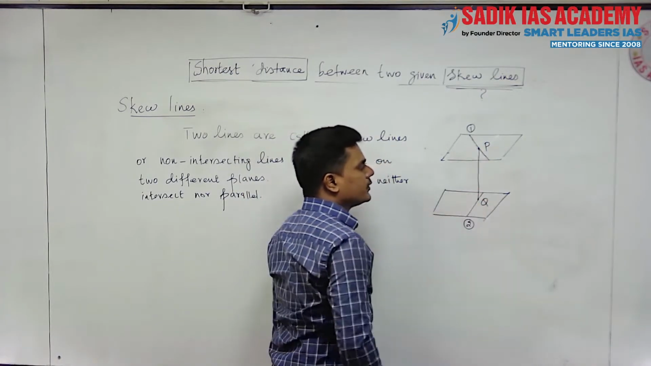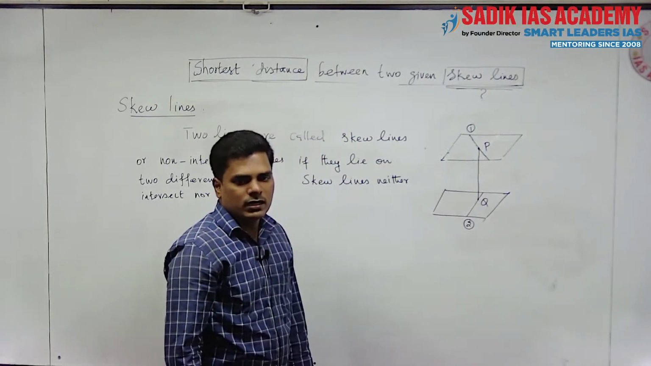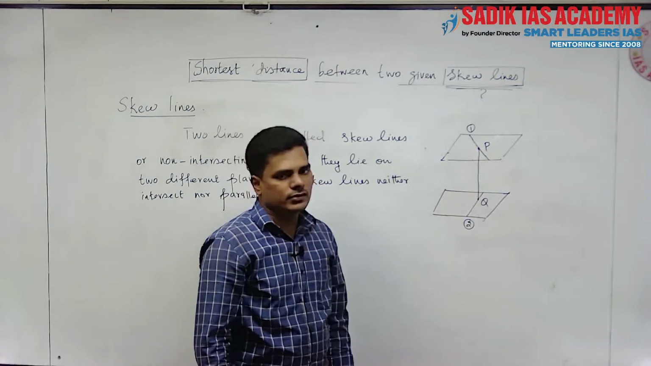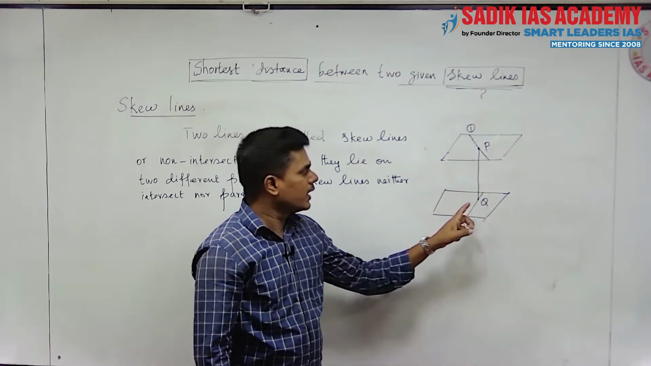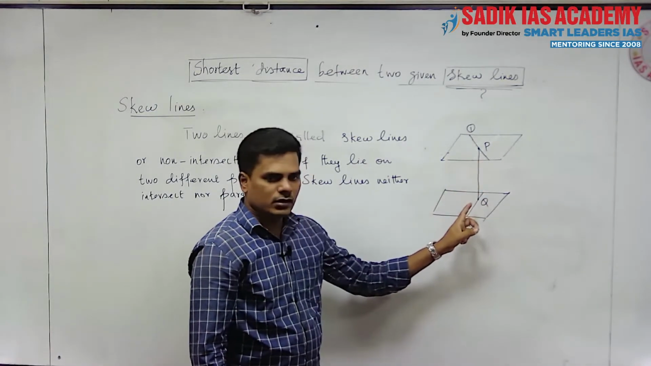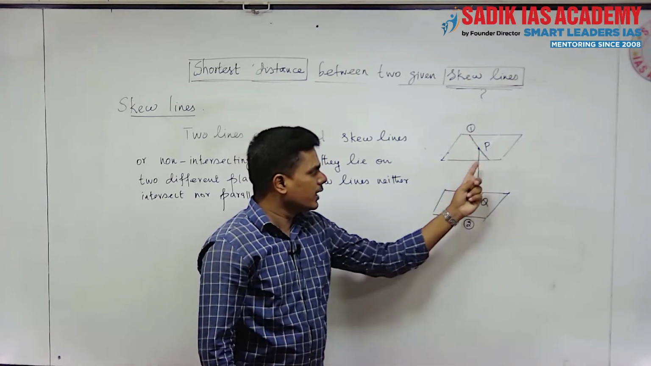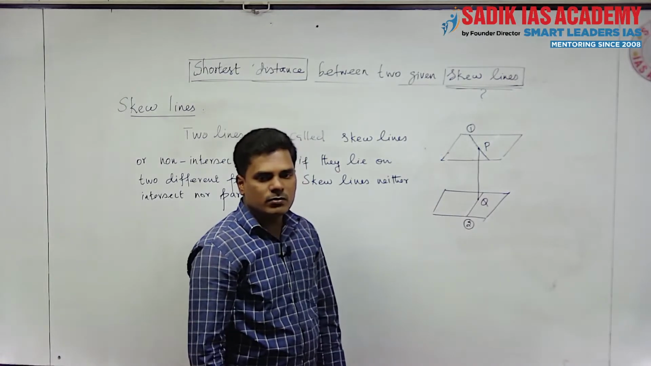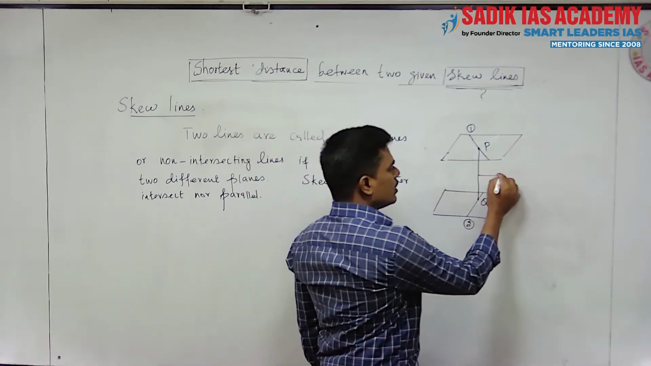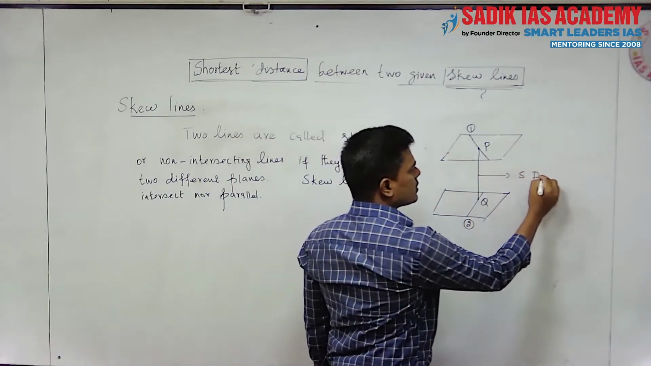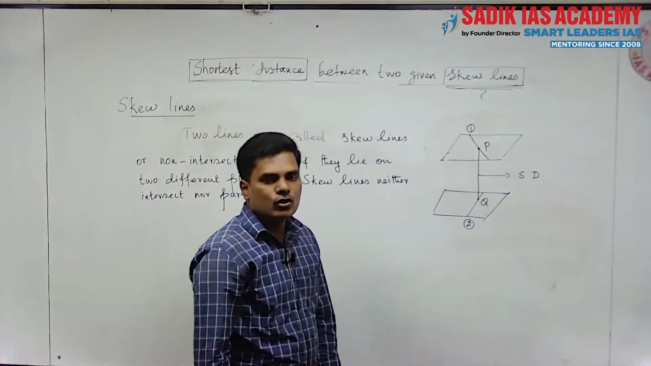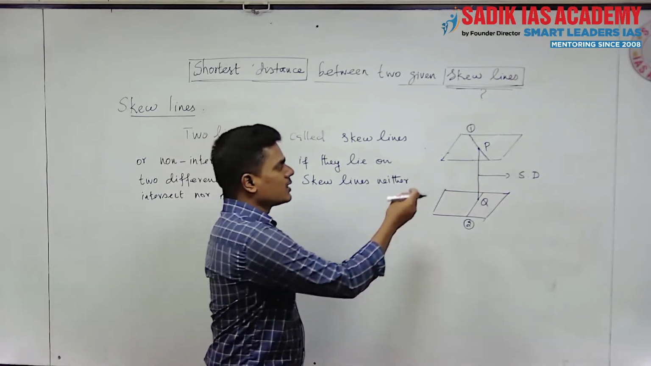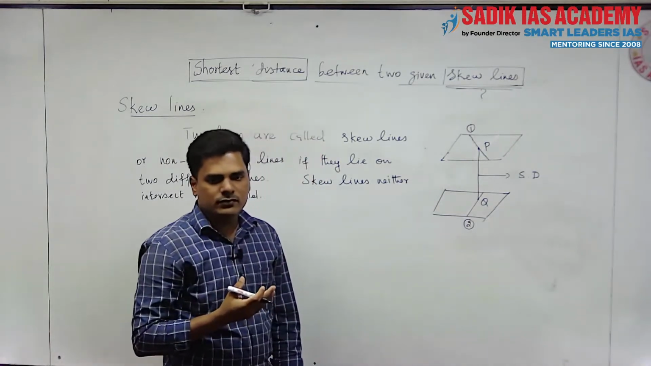If I join this, I will get what? A line. And the distance between these two points, that is the perpendicular. This line is perpendicular to both the lines. For the first line and the second line, the line PQ is perpendicular. This is going to give the shortest distance between two skew lines. And to find this shortest distance, we have two methods.